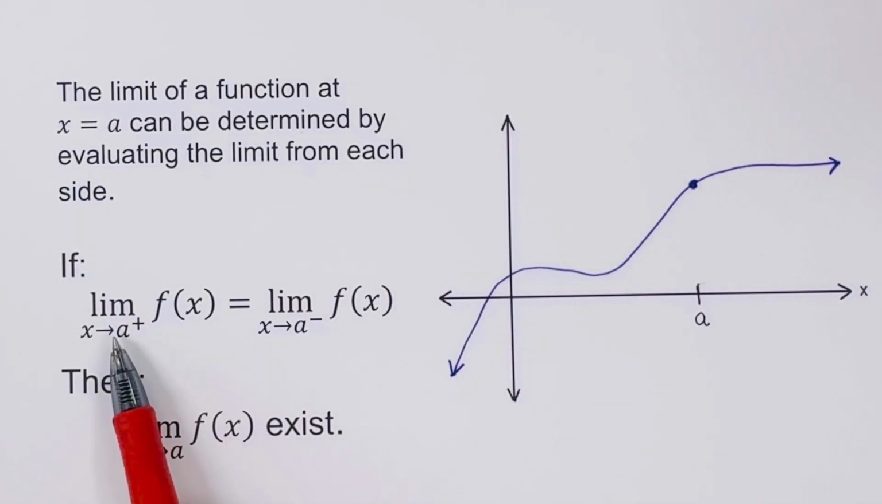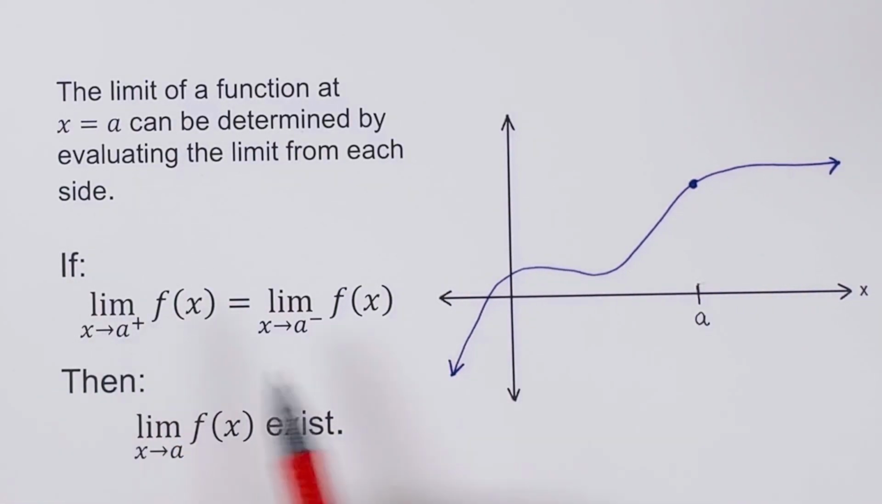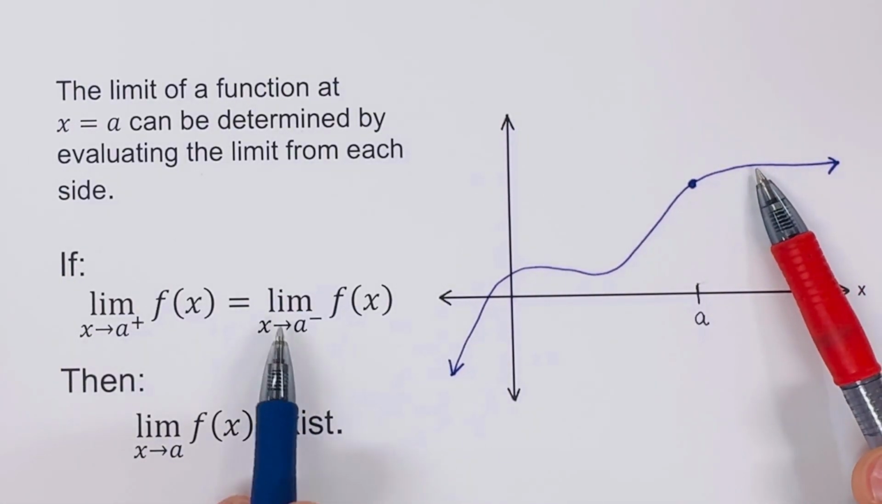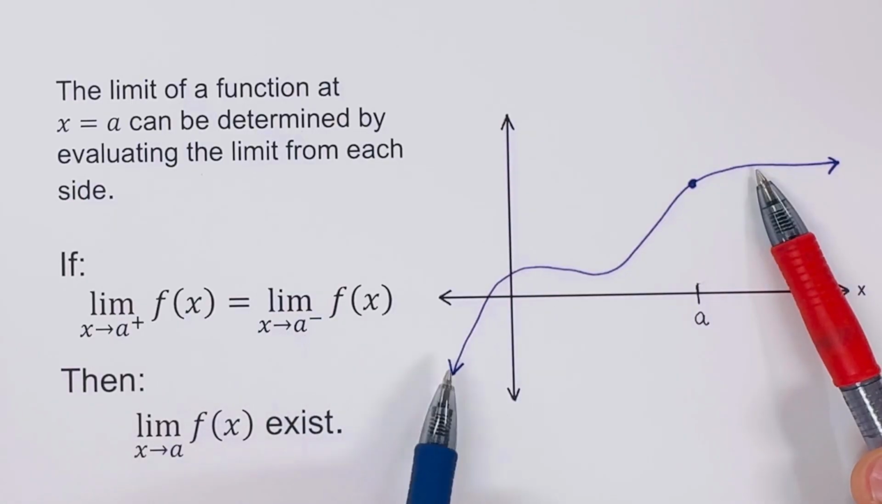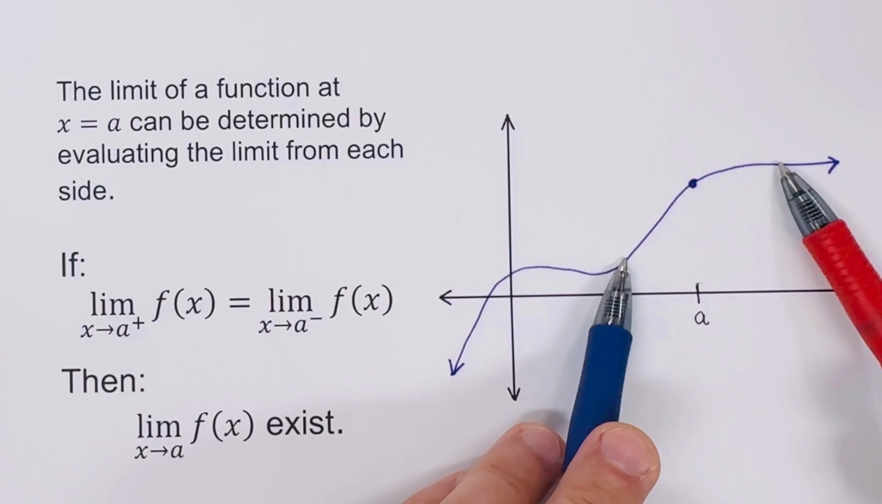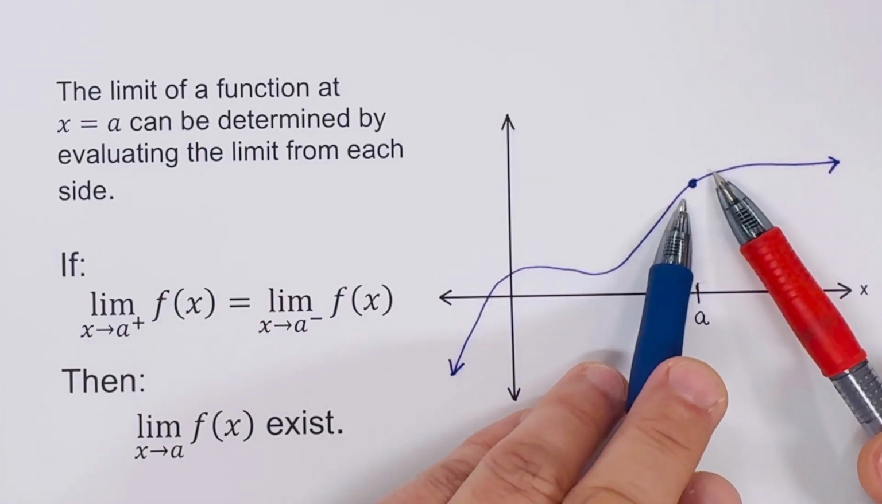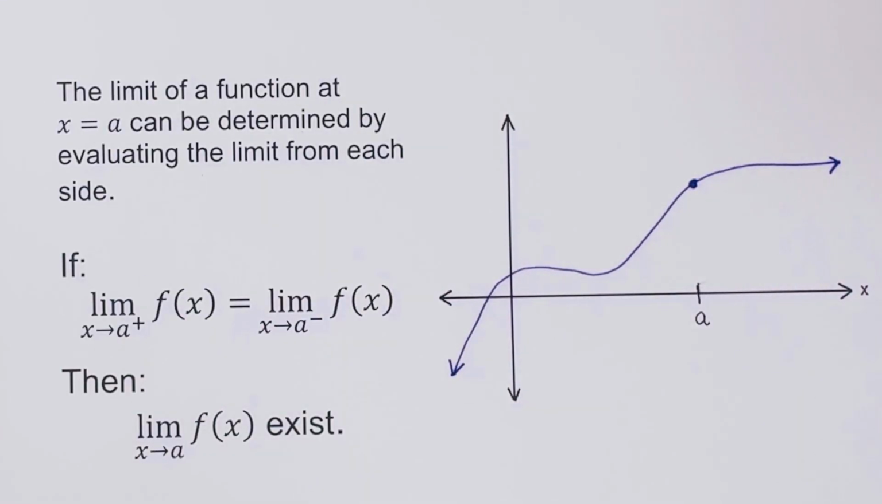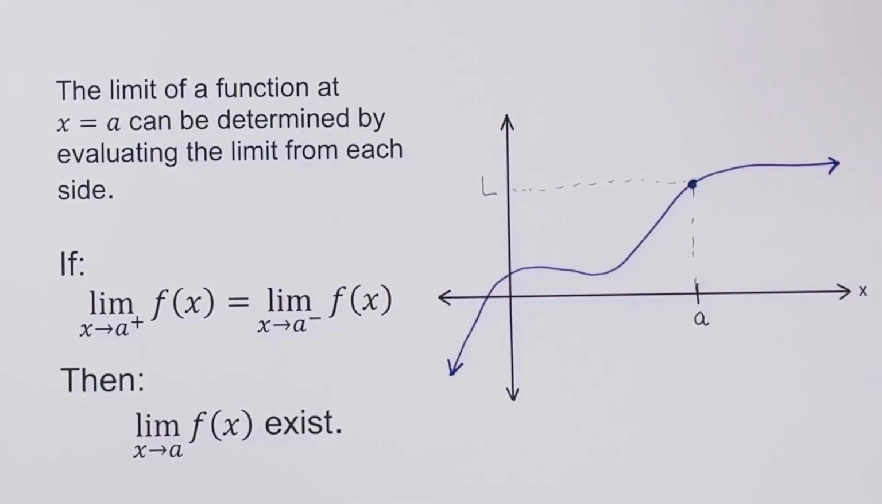If the limit as x approaches a from the right side and the limit as x approaches a from the left side are equal, so it's pretty much telling us that if they are heading towards the same value, which in this case is the same value that we can write as L, then the limit exists. Now what about if they don't apparently end up the same value?